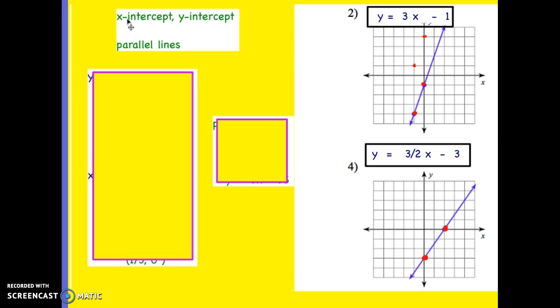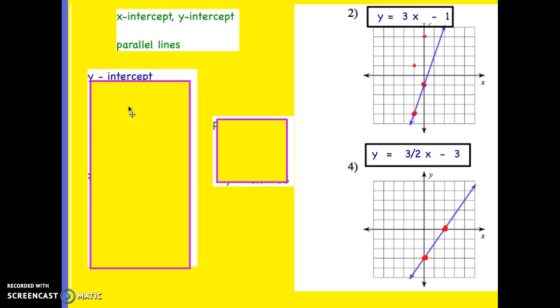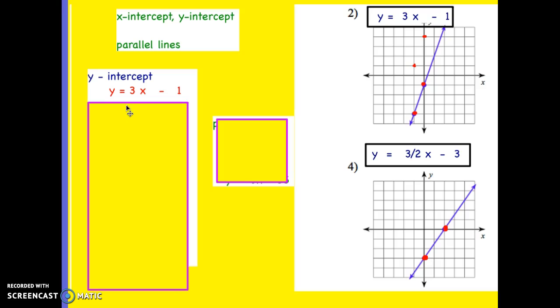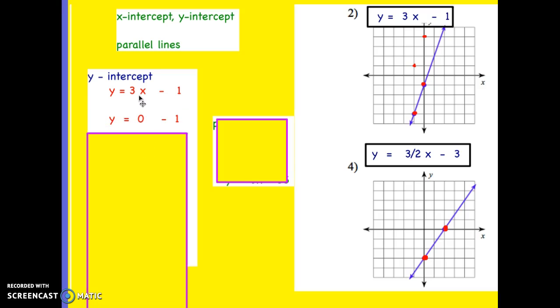We've also talked about x-intercept and y-intercept. The y-intercept is really easy if it's in slope-intercept form. You can just look at the equation and see that the y-intercept is -1. And that's because we've set x equal to 0. So if this is 0, I think you can see 0 minus 1 is -1. So here's the ordered pair, (0, -1).